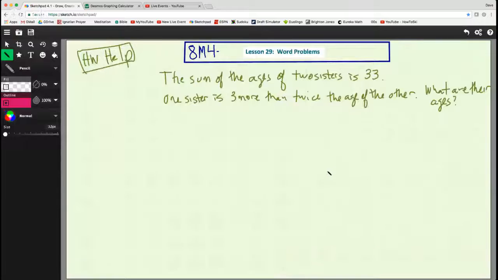Here's another one that we see. The sum of the ages of two sisters is 33. One sister is 3 more than twice the age of the other. What are their ages? So let's figure this out. What are our unknowns? Well, we have the younger sister and the older sister, because one must be younger.